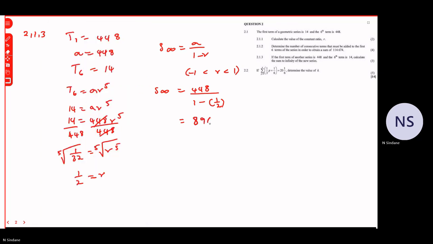896 is my solution for that question. Hope you understand. Okay, let's try to treat the last one for question 2 and move to question 3. Hope the space will be enough.